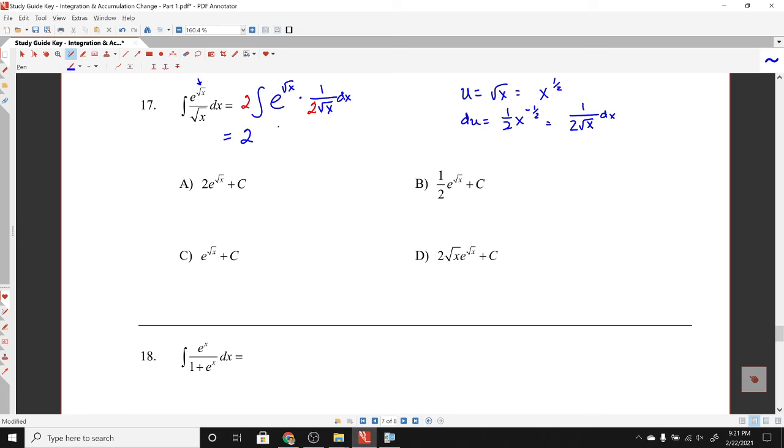So I get 2 times the integral of e to the u. And now this entire thing is my du. And the integral of e to the u is e to the u plus c. Replace the u value back in. So we get 2e to the root x plus c. So A is the answer.